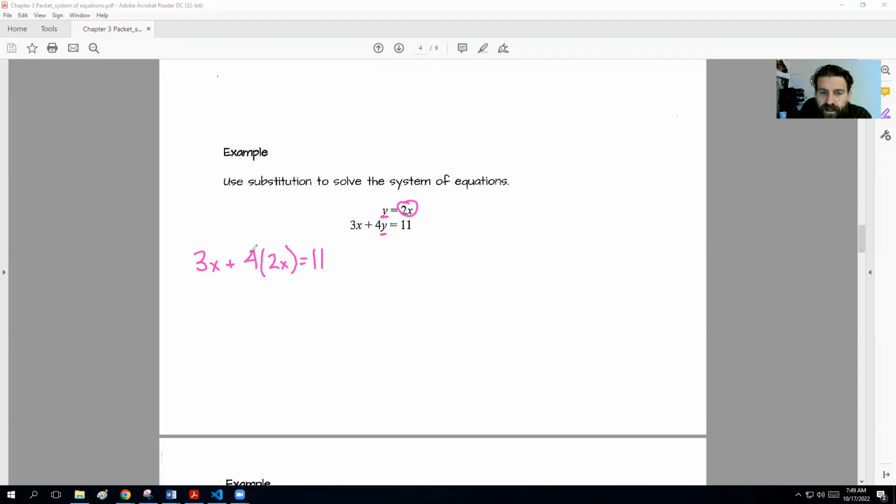All right, we're going to work on solving for our x. We've got 3x plus 4 times 2x. That would be 8x equals 11. Add them together, that'd be 11x equals 11. And then when we divide by 11 to get the x by itself, x would equal 1.